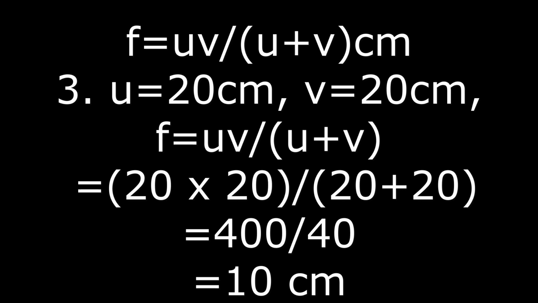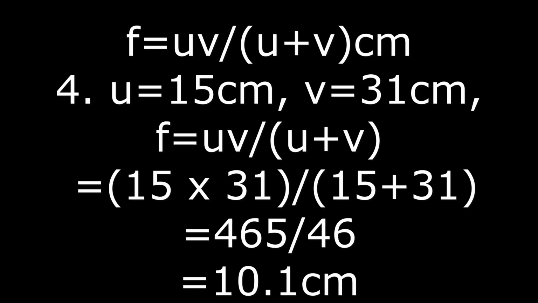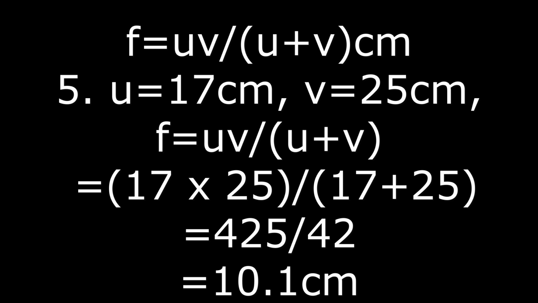Now we will move on to the fourth calculation where U is equal to 15 and V is equal to 31. So 15 into 31 divided by 15 plus 31, which is 465 divided by 46, which is 10.1 centimeter. The next set of reading, 5, U is equal to 17 centimeter and V is equal to 25 centimeter. So F is equal to 17 into 25 divided by 17 plus 25, which is equal to 425 divided by 42, which is 10.1 centimeter.